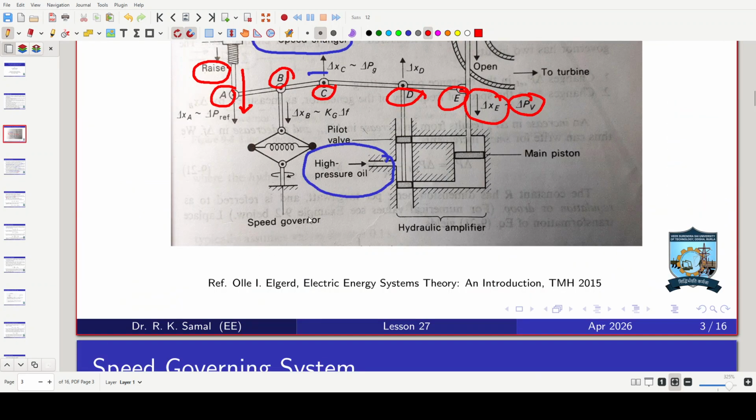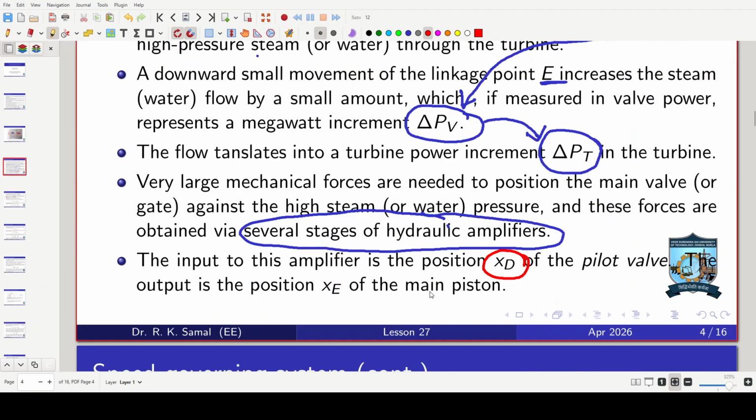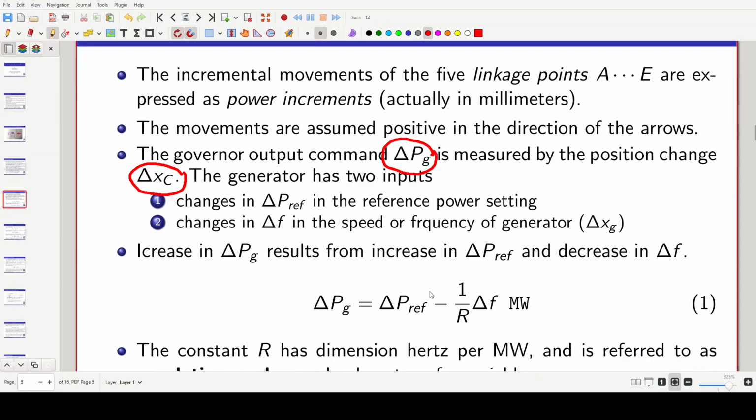So if you see here, delta Xc means this one. This is the governor output power. And what is the purpose? To change the steam flow to the turbine. This part, fine.